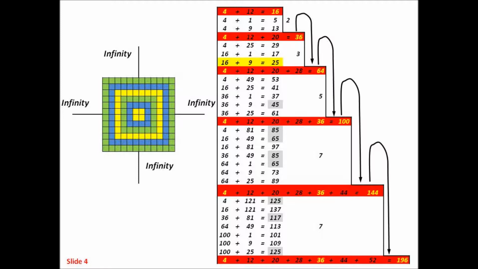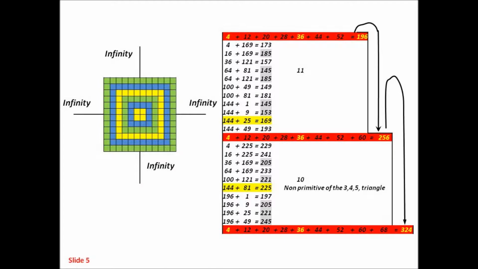5. We obtain 7 solutions for 2 squared plus 12 plus 20 plus 28 plus 36 plus 44 equals 12 squared as shown. For the steps 14 squared and 16 squared, we have 11 and 10 sums of two squares respectively. 7. We can continue like this building our steps ad infinitum.